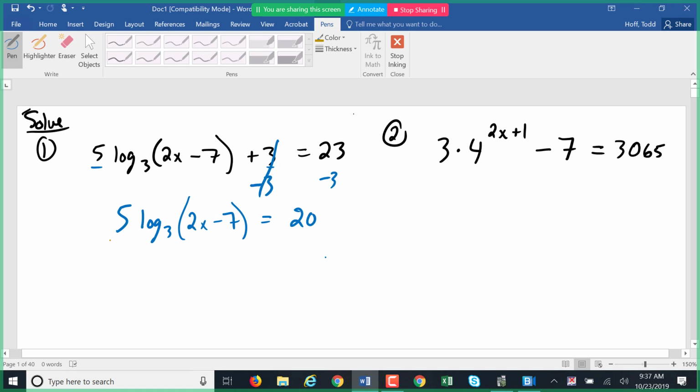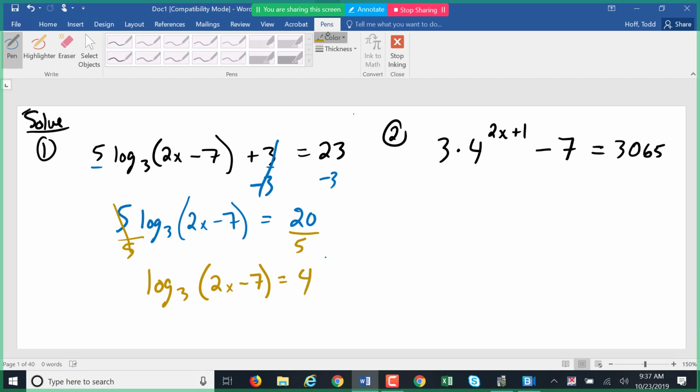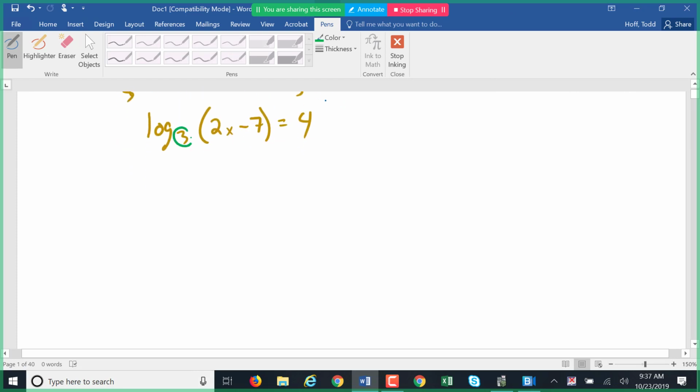And then we'll divide by the 5. So we've got log base 3 of 2x minus 7 equals 4. Now that we've isolated the logarithm, we're going to get rid of the logarithm by using an exponential with the same base. This is a log base 3. We get rid of it by doing an exponential that's a base 3. So 3 to the power of log base 3 cancels out, and we have 2x minus 7. 3 to the power of 4, 3 to the 4th power is 81.